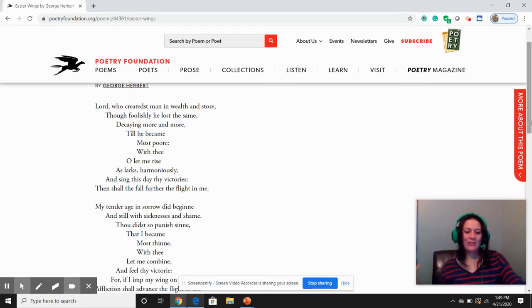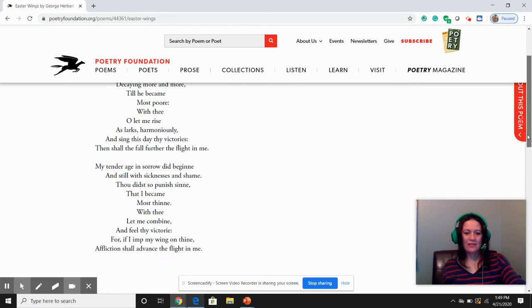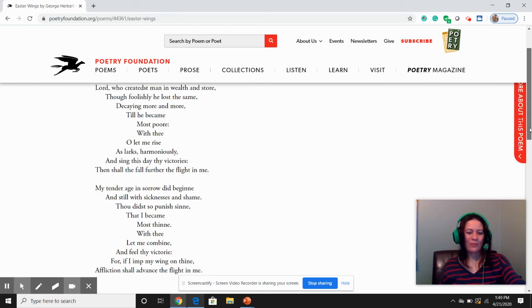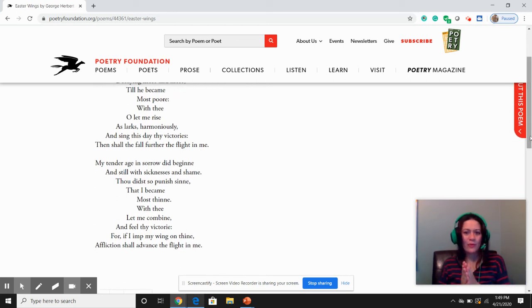And first things first, let's look at the shape. It's two stanzas. And hmm, titles are always important, so Easter Wings. But also, whenever you're reading a poem, anytime that the shape differs, that's a really important, big key aspect to the structure and also the overall meaning of the poem that you're reading. So this one's definitely a little bit different in shape.